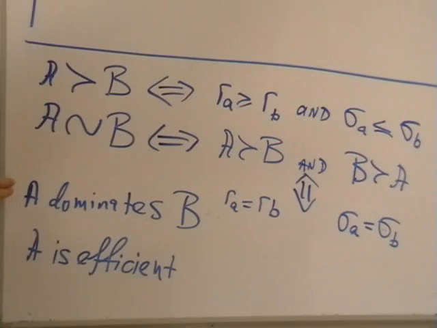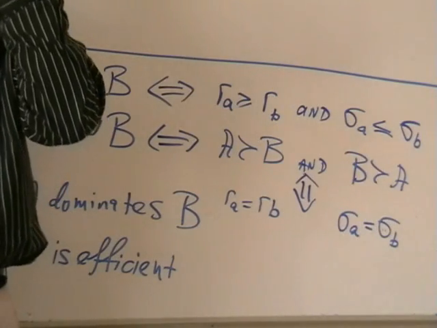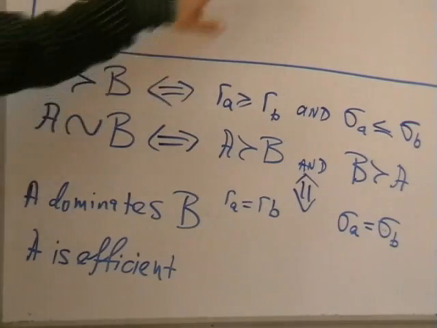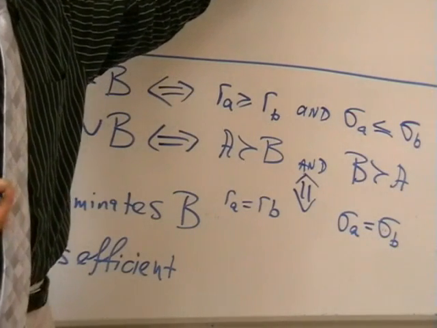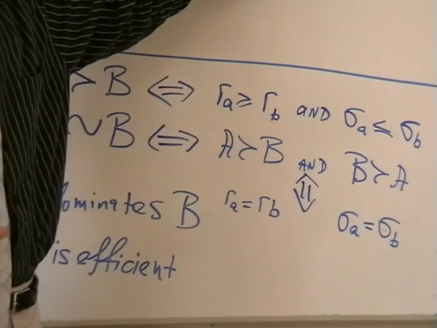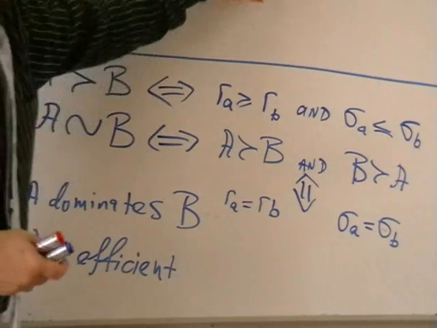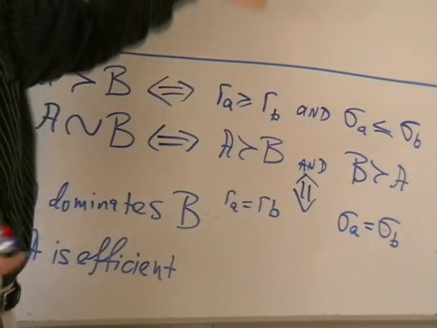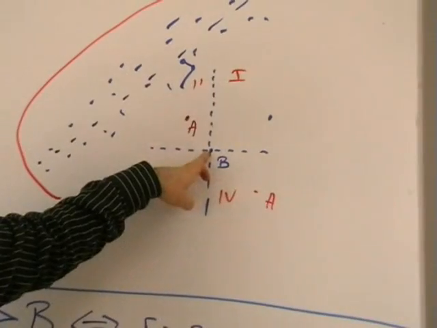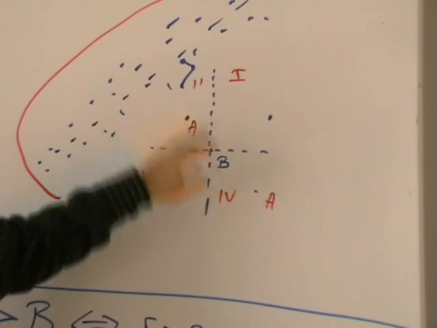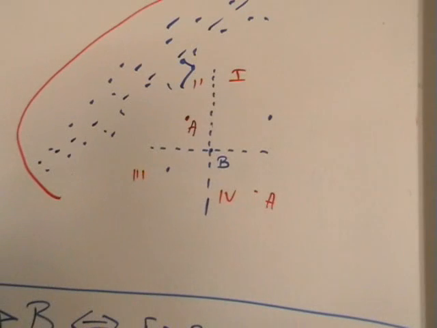Efficient simply means that no portfolio dominates A. Alright? It simply says, if this is B, and if B is efficient, I'm switching the portfolios to the chart. If this is B and B is efficient, it means that there is no point which exists in quadrant 2. In other words, B is efficient if there is no portfolio which dominates it. Okay? So, if B is here, nothing is in A.